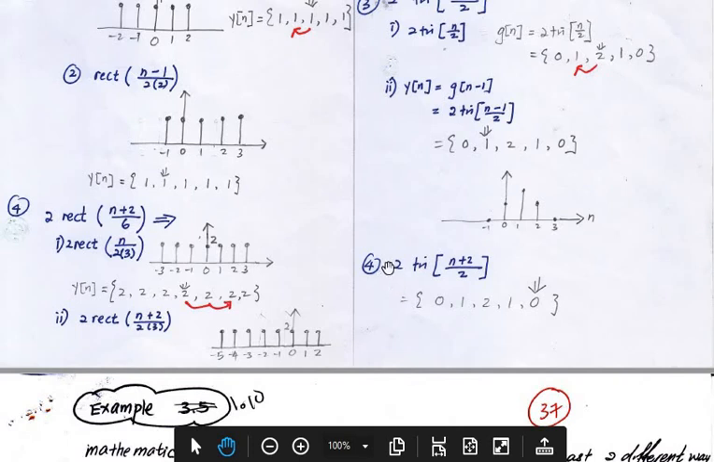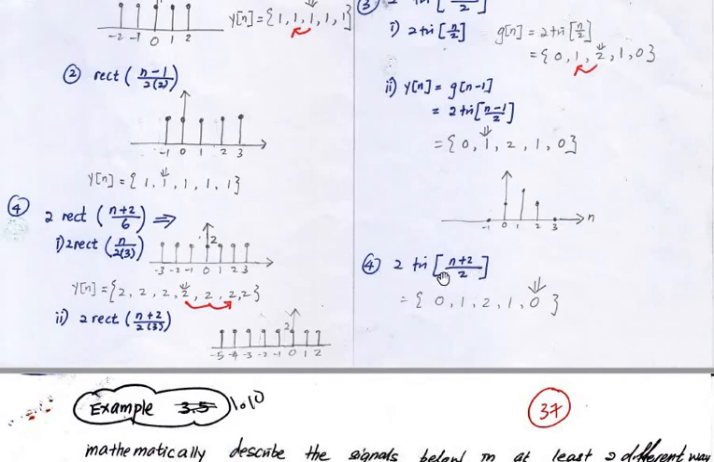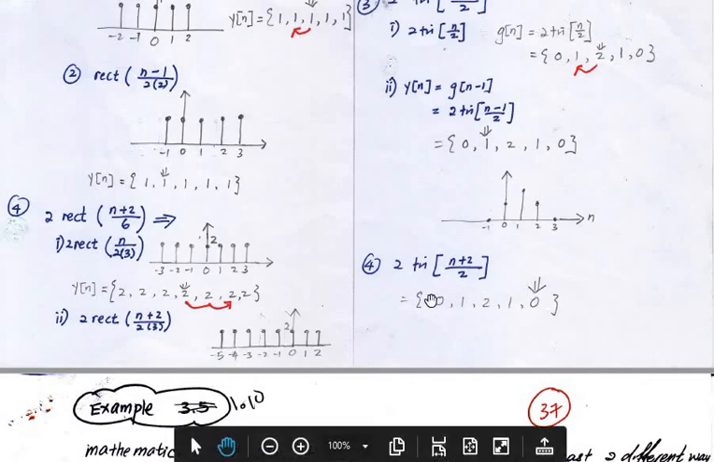Okay, next is 2 triangular n plus 2 over 2. So it means that you shift the origin 2 units to the right. So initially it is here, you shift 2 units to the right, 1, 2. So you get the new numeric sequence here. Okay, class, do you understand now?